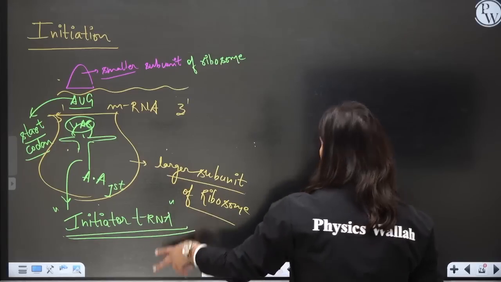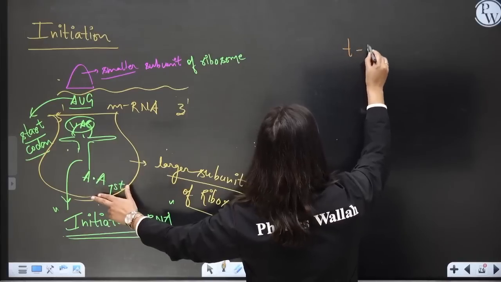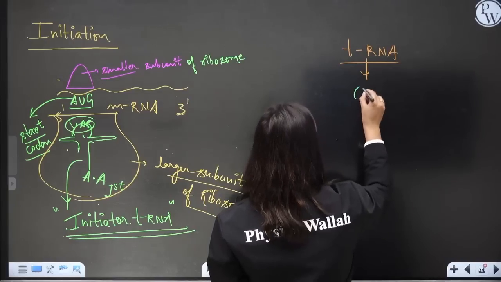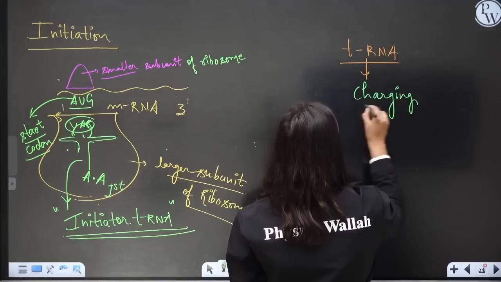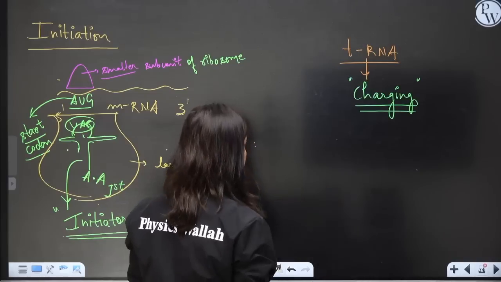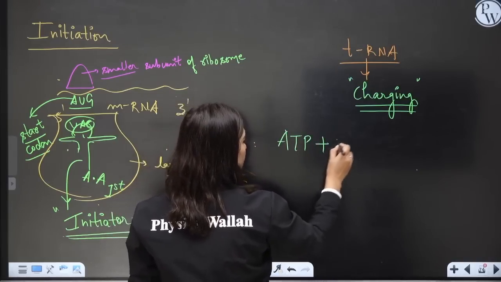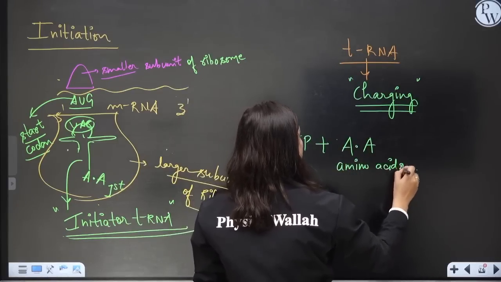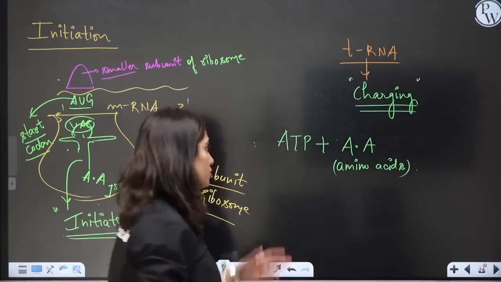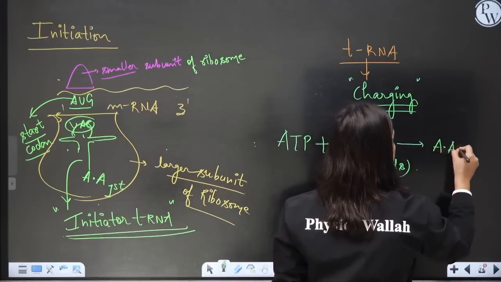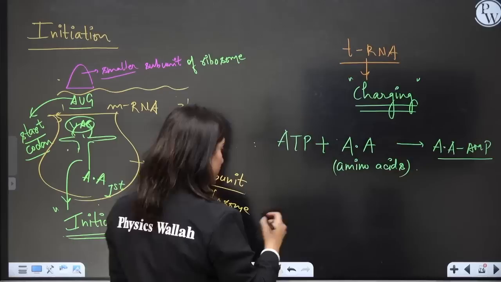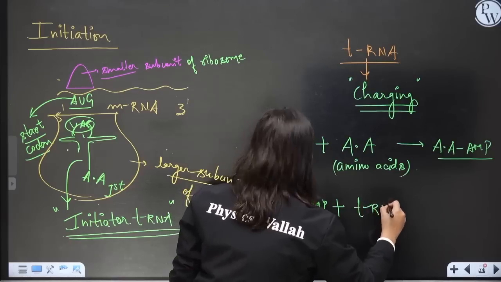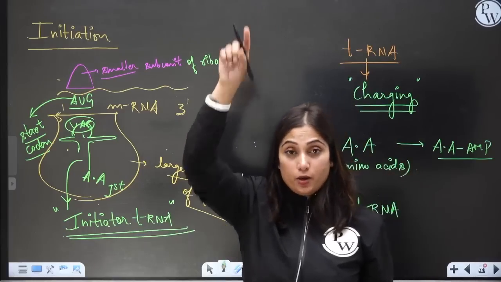So, what needs to be understood here? That tRNA needs charging before adding to the mRNA. What is the meaning of charging of tRNA? First of all, ATP combines with amino acid. That means amino acids are activated. Remember, amino acids are activated with the combination of ATP. So here, an amino acid-AMP complex would be formed, and then this amino acid-AMP complex will bind with tRNA, at the 3' end of the tRNA.